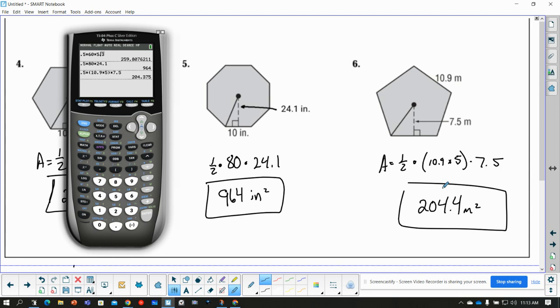All right, so there's the exercises for this one. Hopefully you try those first before you watch this video. If not, there you go, all worked out. Hopefully you're ready to tackle the next section.